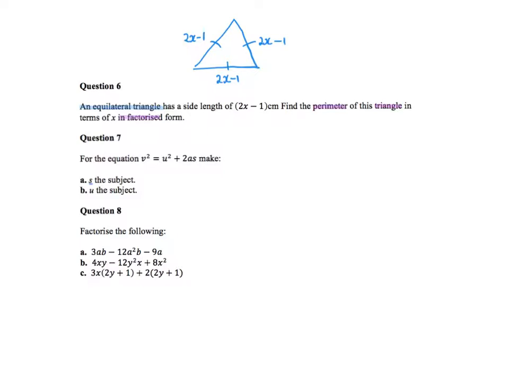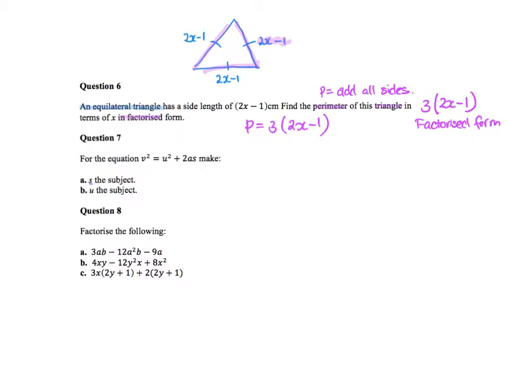So the perimeter equals what you get when you add all the sides up. If you think about it, I have 3 of these and they're all the same. So really I have 3 times 2x minus 1. Now, when you have a bracket, this is factorized form. If I expanded it out, it'd be expanded form. So that's all I need to do. There's the perimeter. So I can just write the perimeter equals 3 times (2x minus 1). That's factorized.